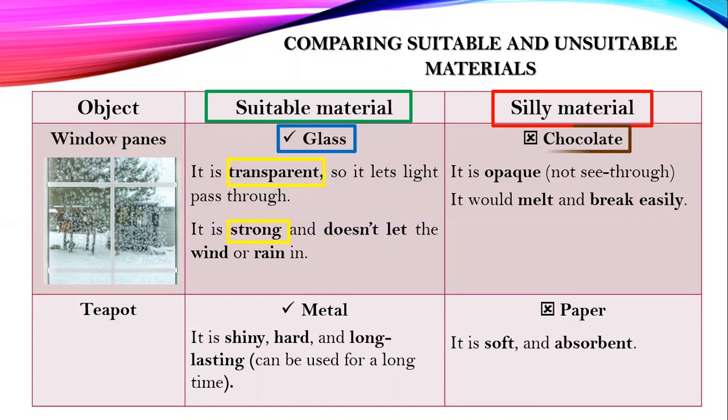Now, if we think about a silly material, we may say chocolates. Let's think about chocolate. Chocolate is opaque. It will not allow any sunlight to pass through. Also, it would melt and break easily. Then, of course, we cannot make our windows out of chocolate.